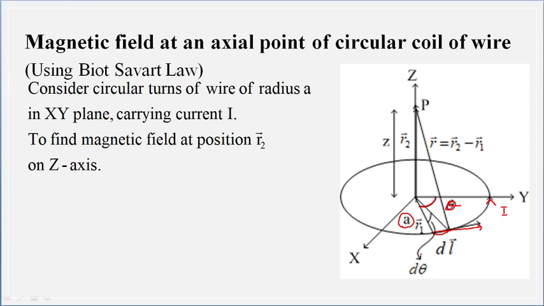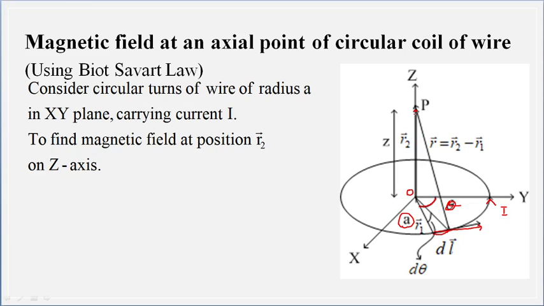Then, as per our notation used in the Biot-Savart's law, the origin is here. The position vector of the element from the origin is vector r1, and the position vector of the point where you are finding the magnetic field is vector r2. Both position vectors are with respect to the origin.